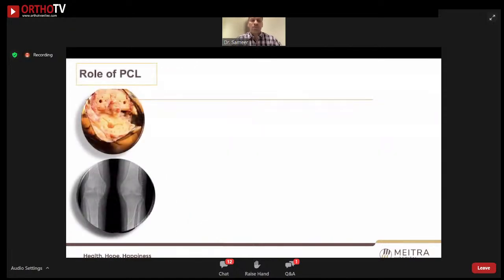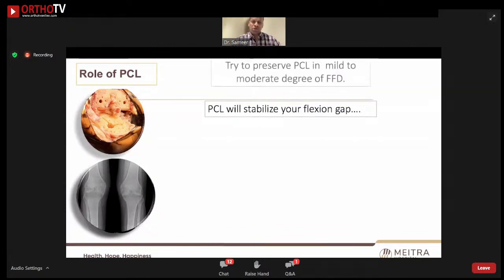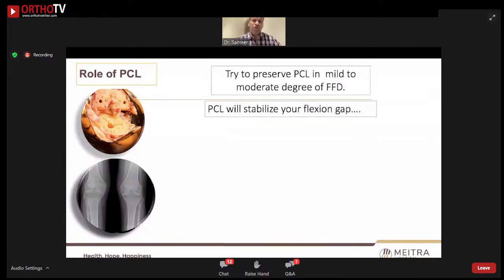And the role of the PCL in valgus is always debated, but what do we prefer? The PCL is a stabilizer of your flexion gap. So in case of mild to moderate deformity and a knee with a reasonably good range of movement, try to preserve the PCL, it is always helpful. But in severe deformities, severe fixed flexion contracture, limited range of movement, big osteophytes behind the PCL, it is better to sacrifice the PCL and do a PS knee, which will make your work much easier.